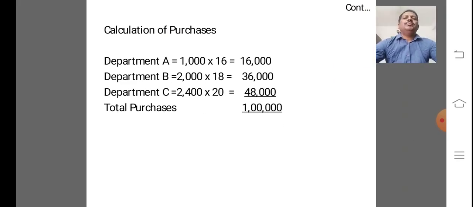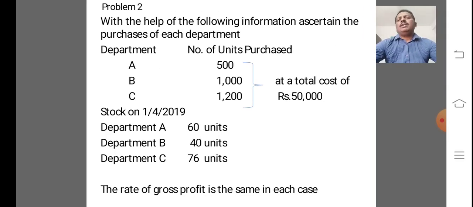Again we calculate the purchases of each department. Department A is equal to 1000 into 16 is equal to 16,000. Department B is equal to 2000 into 18, 36,000. Department C, 2400 into 20 is equal to 48,000. So total purchases is equal to rupees 1 lakh. This is the way we prepare it.